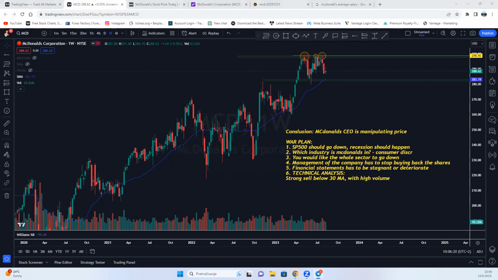Yeah, my second question was regarding number 2 and number 4: how will we know when the management stops buying back the shares, and number 2, which is this consumer discretionary thing.